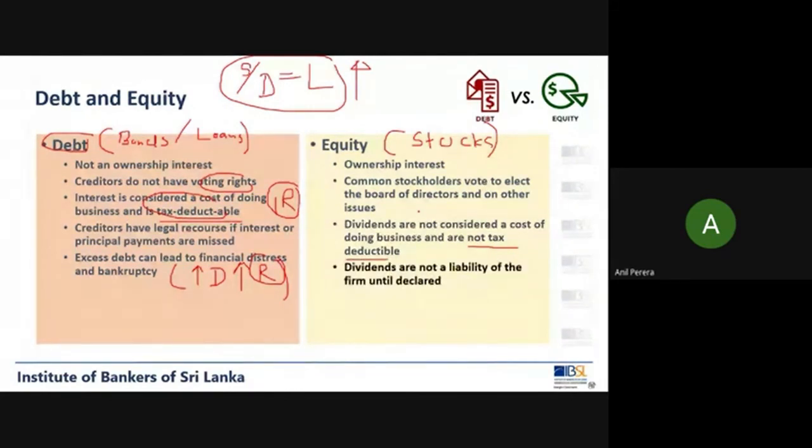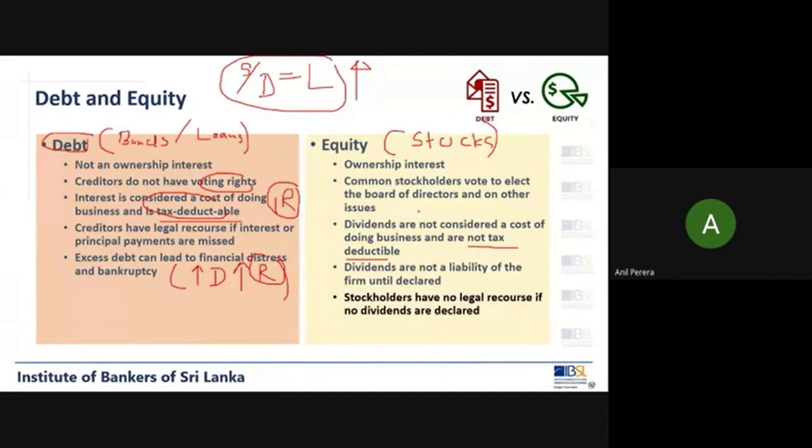And dividends are not a liability of the firm until they are declared. Right? Companies are not required to pay dividends. It's not a liability. It only becomes a liability when it is announced. When you say that you pay a dividend, then it is a liability you have to pay. Otherwise, the board of directors can decide whether a dividend is paid.